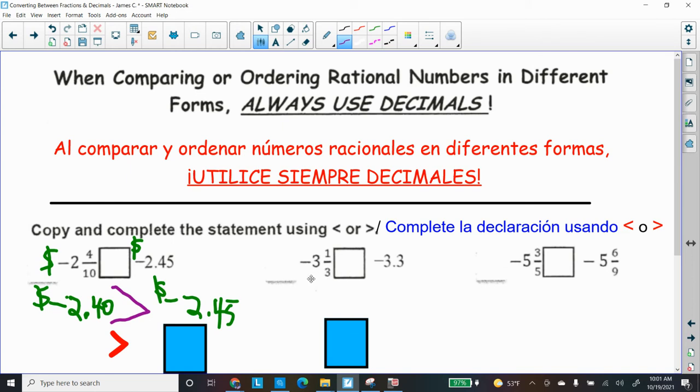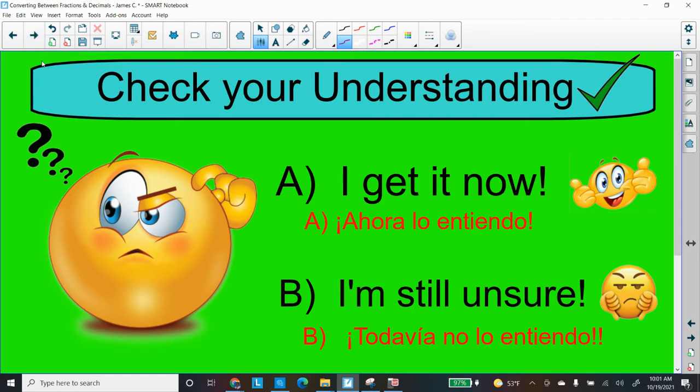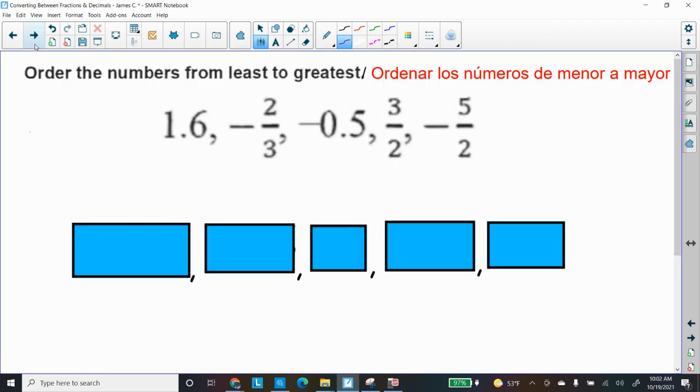And again, I would recommend using your dollar sign to help you compare. I hope you understood what we just did when we're checking which is greater and which is less. Here's one more we got. Order the numbers from least to greatest.